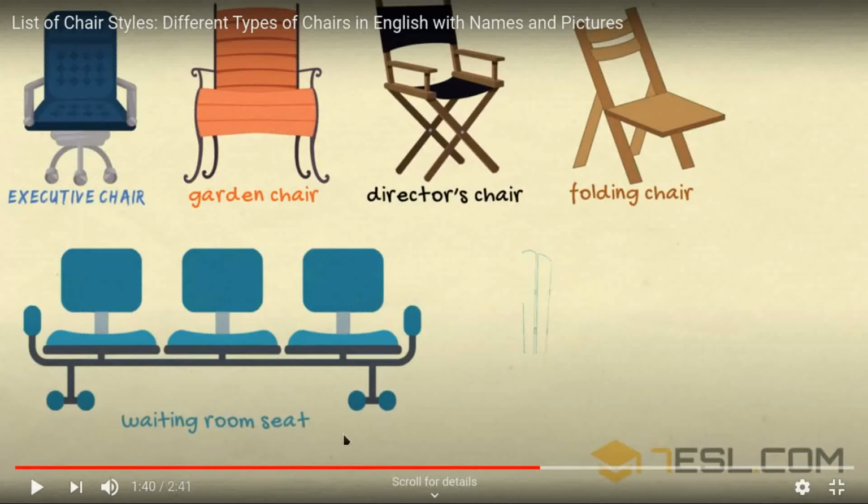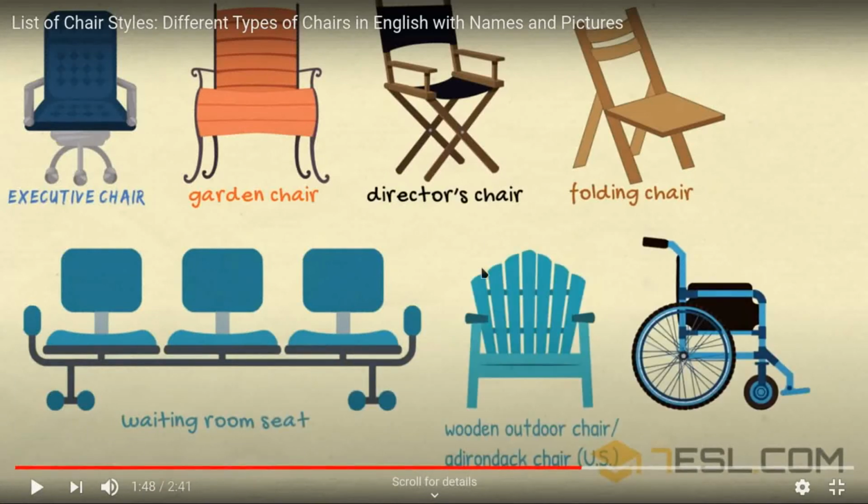So this waiting room seat, well, the seat is referring to only one of these. These are 3 seats. So this is actually incorrect because this whole thing is not referred to as a seat. That's a seat, that's a seat, and that's a seat. This is a bench. Maybe you could call it a waiting room bench or an airport bench, but it's just a bench. Okay, good. That's true.